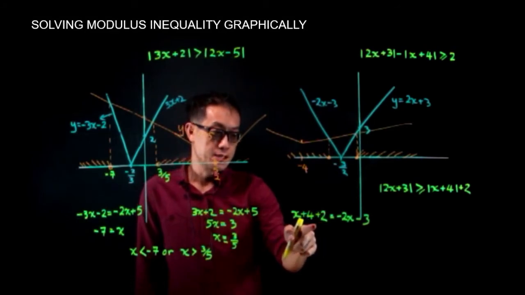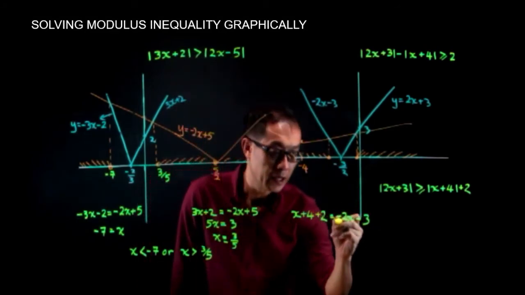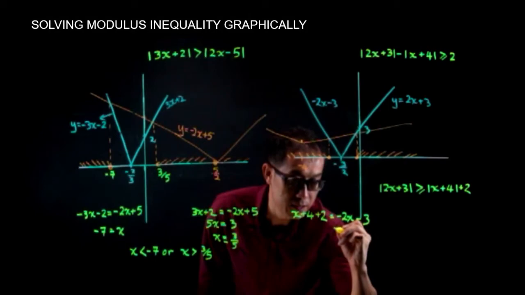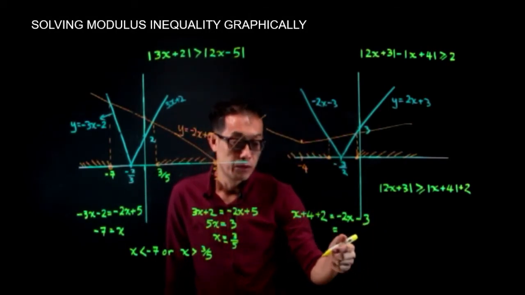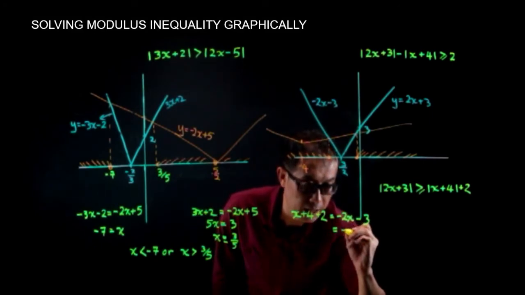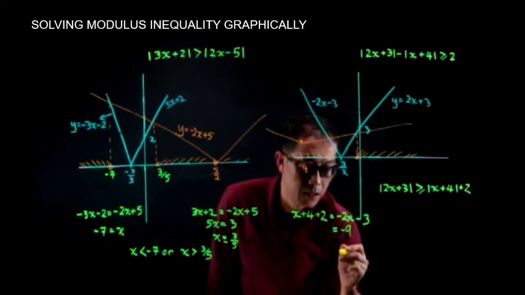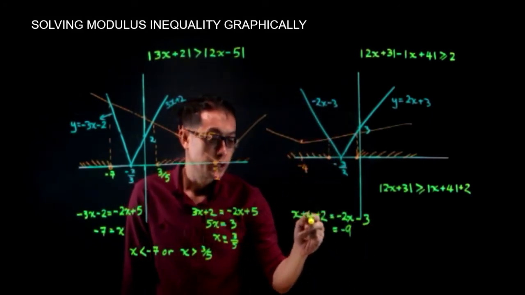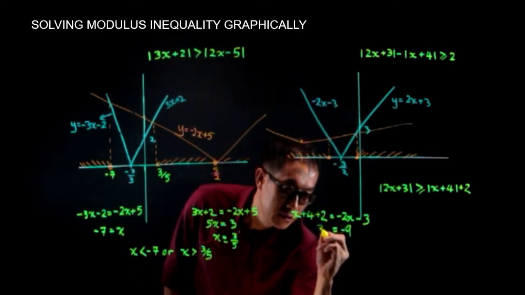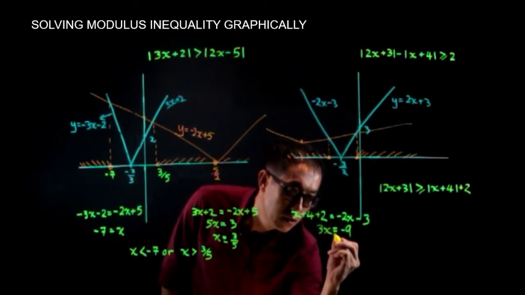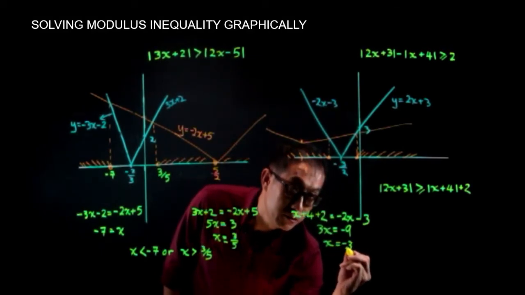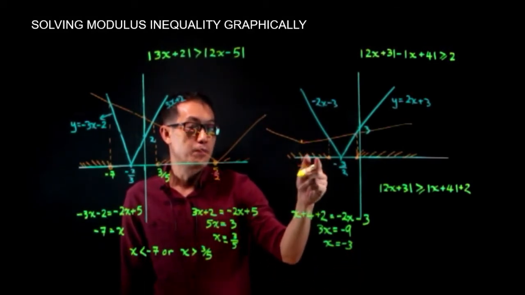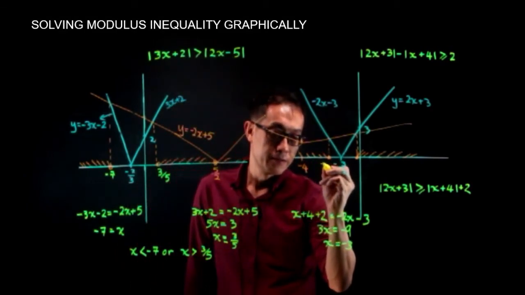Now this is 6. You minus 6 on both sides, so you got minus 9 here. You got minus 2x, you plus 2x on both sides, so you got 3x. So x equals minus 3. So this point is minus 3.